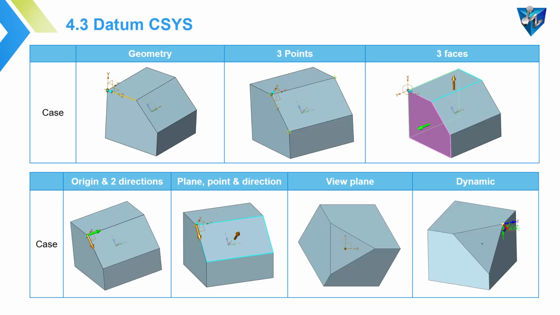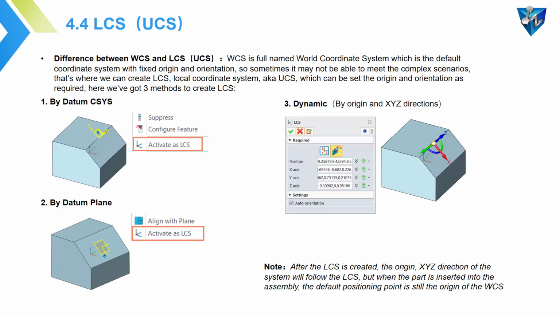Okay, and the next is a datum coordinate system. There are also 7 ways to create it: by geometry, by 3 points, by 3 faces, by an origin and 2 directions, by plane, point, and direction, by view plane, and by dynamic way. Okay, the last page is about the LCS.